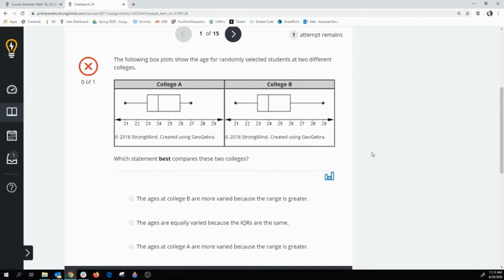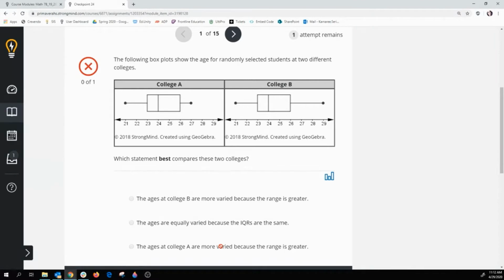So checkpoint 24, first question. It says the following box plot shows the age for randomly selected students at two different colleges. And we want to know which statement best compares these two colleges. So the answer choices are asking which one is more varied than the other.